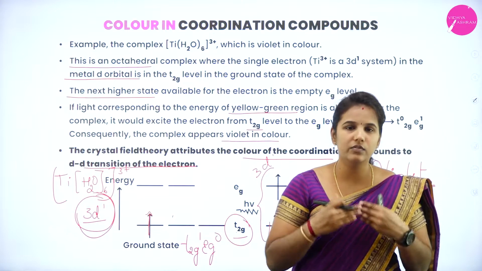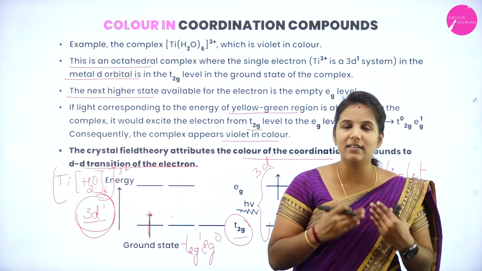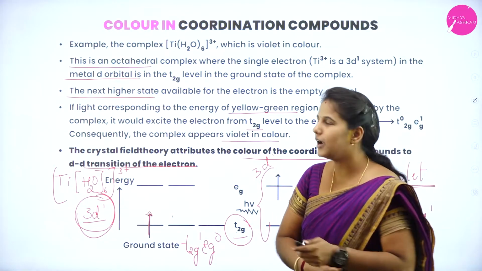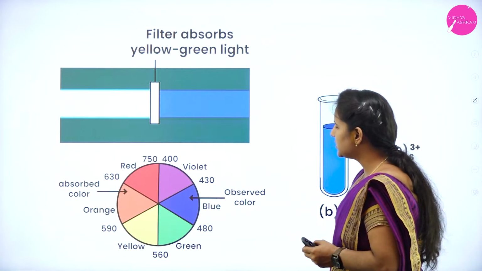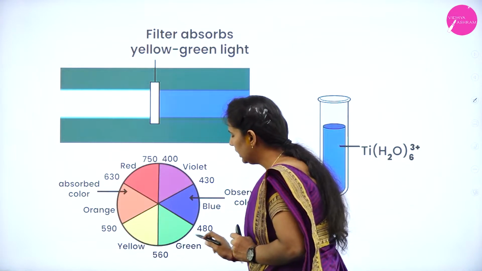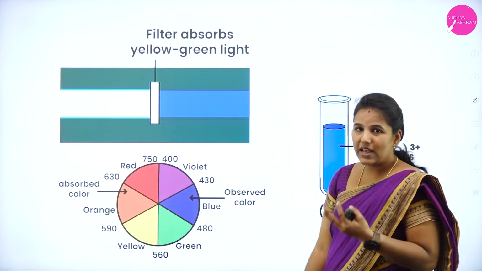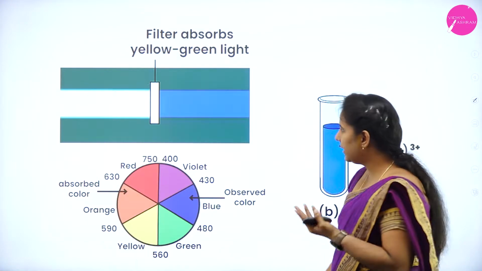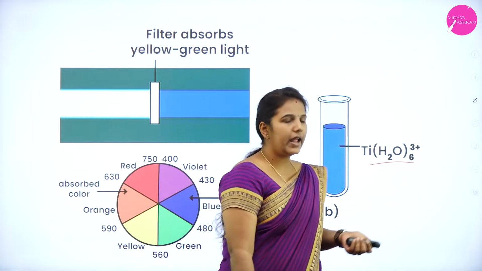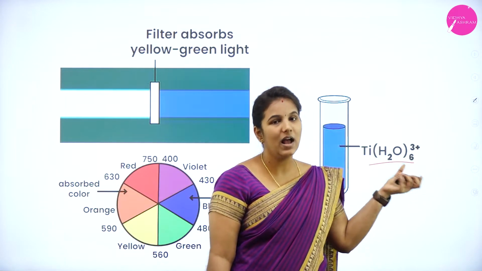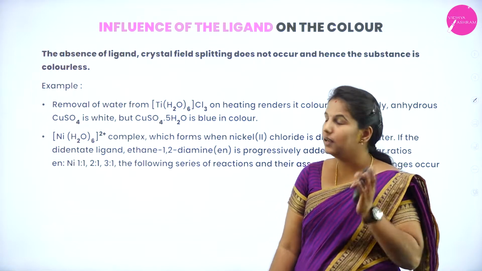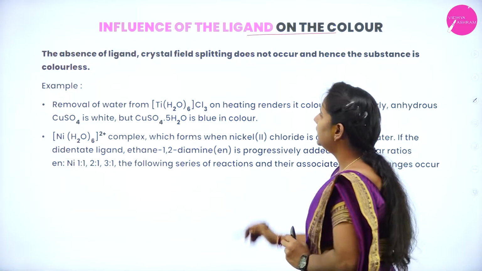When it absorbs the white light in the yellow-green region, it gives the violet color. So, hope you all understood this. You can understand the same thing here. So, you can see that this is a yellow-green visible region, which has been absorbed by the titanium and gives rise to what? Violet color. So, this is the violet color of the titanium complex, or you can say that it is hexa-aqua titanium 3+.